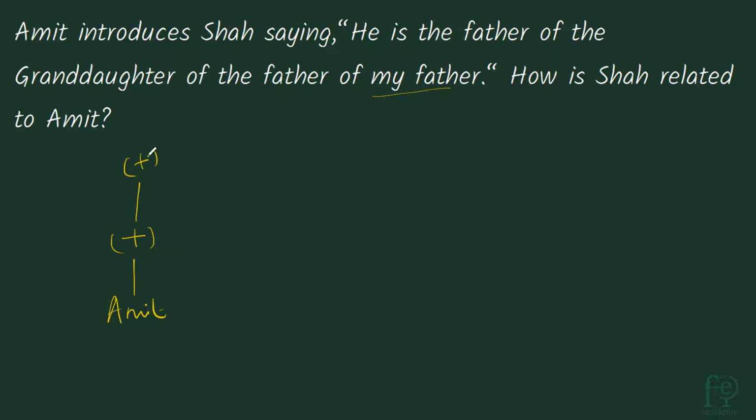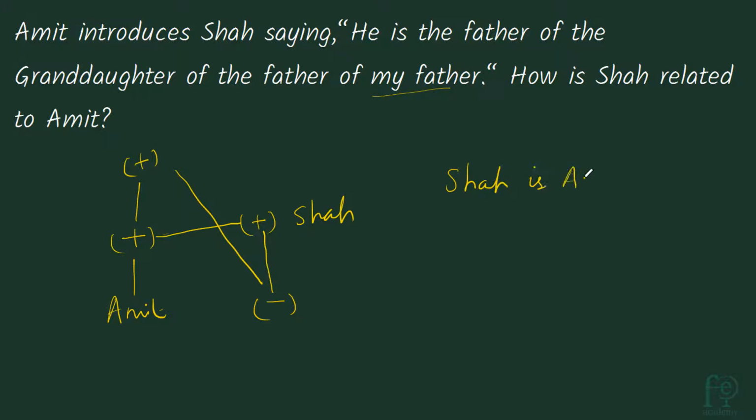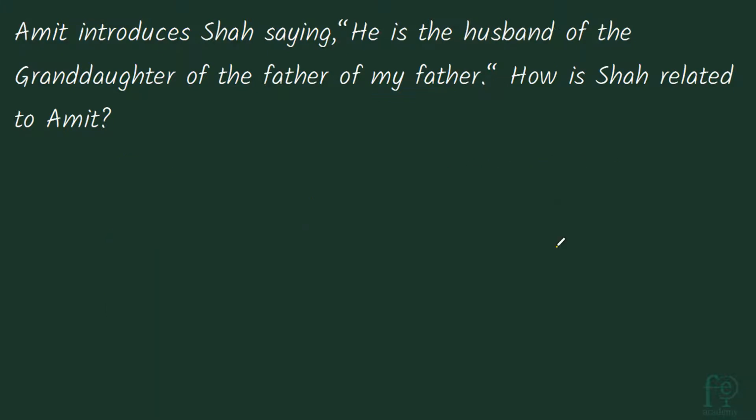Then granddaughter of the father of my father. Granddaughter means here it will come. So the granddaughter is here. Then father of the granddaughter means he will come here. So Shah will come here. Then how is Shah related to Amit? Here you can see that Shah will be Amit's father's brother. These two people are coming in the same generation. So Shah is Amit's father's brother. So actually Shah is Amit's uncle. So that is our answer. Shah is Amit's uncle.